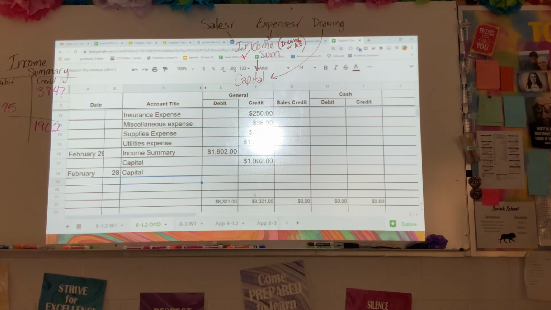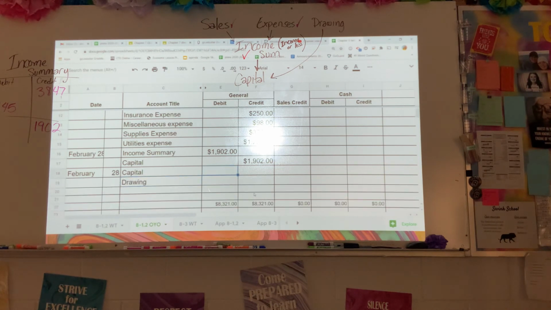What are we closing out? No, we already closed that. Drawing, yes. Okay, and it's for the same amount. How much is that? $1,000. Is it just 1,000? All right. Are we all closed out? Yes. Okay.